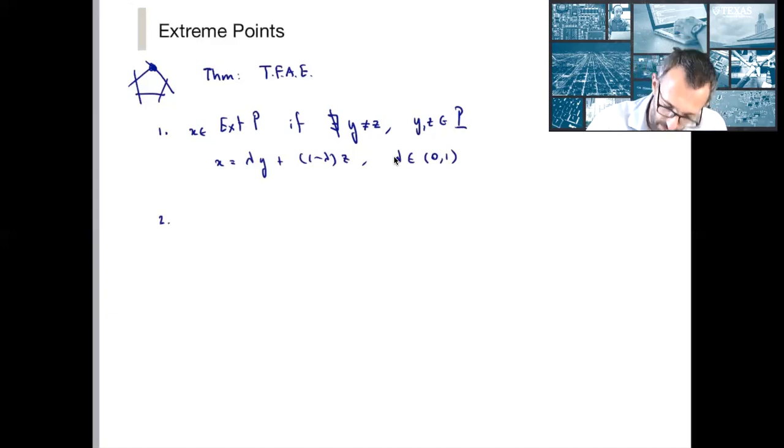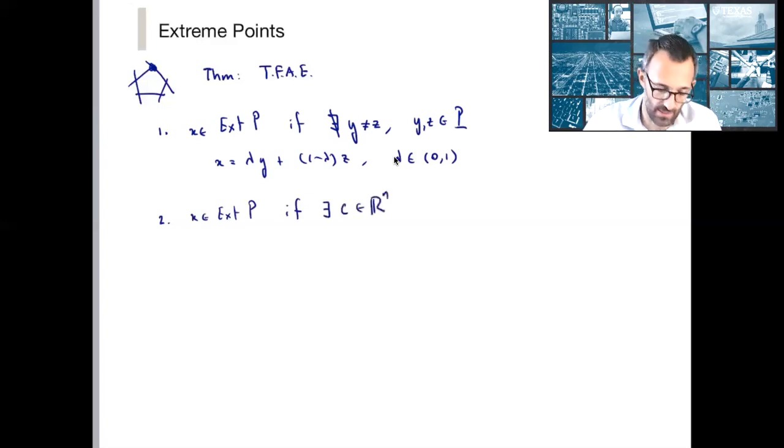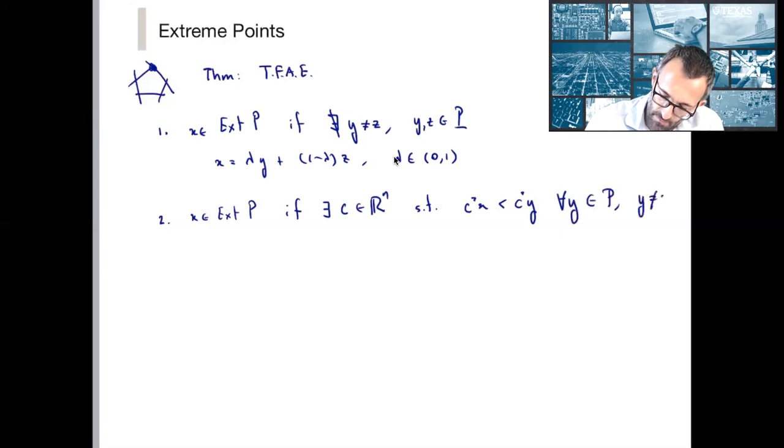Second definition, X is an extreme point of P if there exists a vector C in the same dimension as X, in the same dimension as a polytope, such that C transpose X is strictly less than C transpose Y for any Y that's in P but different from X. This is an optimization characterization of extreme points. In other words, there exists some linear optimization objective so that X is the optimal value, strictly less than any other value that's feasible.